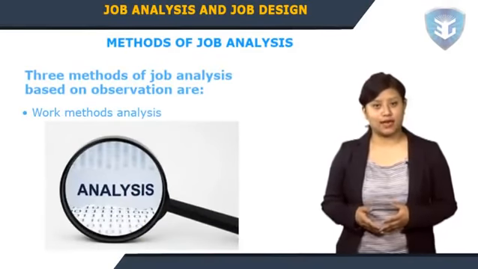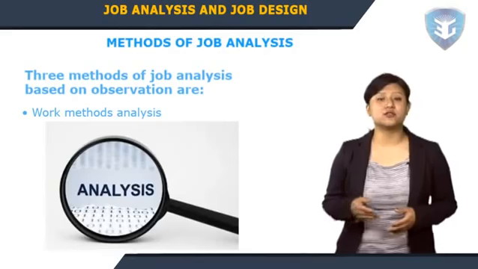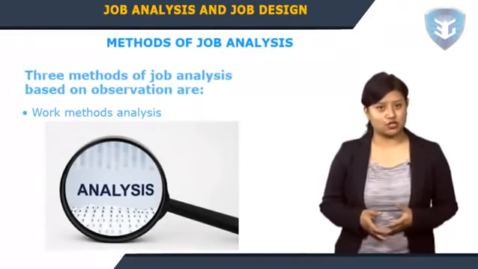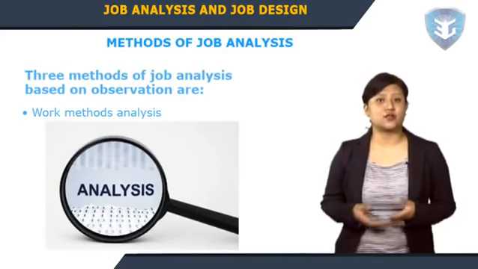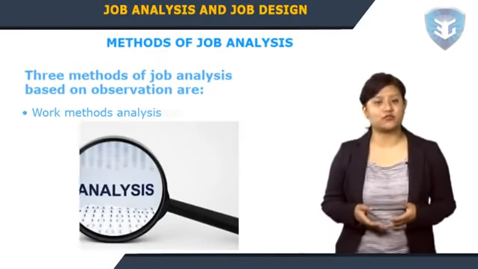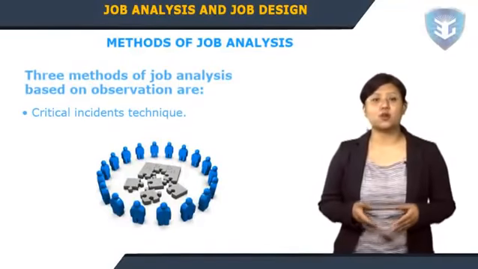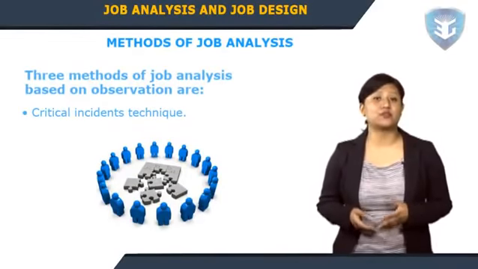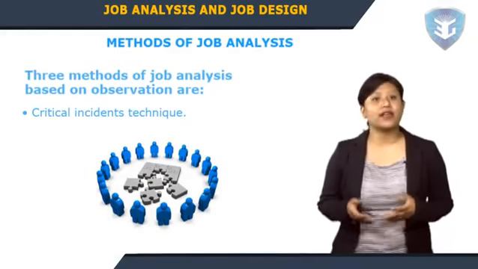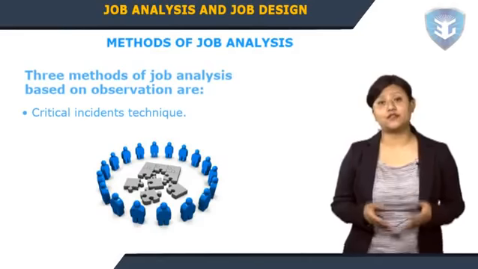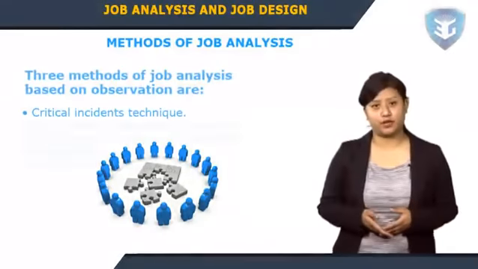Work methods analysis. This method is used to describe manual and repetitive production jobs such as factory or assembly line jobs. This method is used by industrial engineers to determine the standard rates of production. Critical incidents technique. It involves observation and recording of examples of particularly effective or ineffective behaviors. Behaviors are judged to be effective or ineffective in terms of results produced by the behavior.